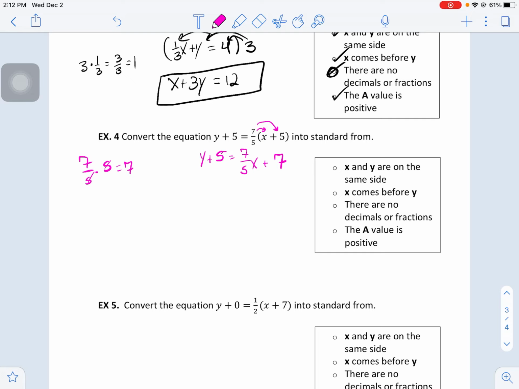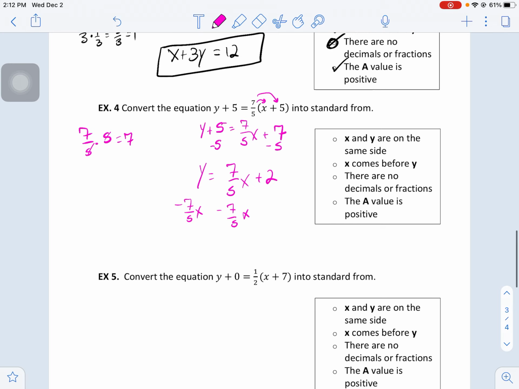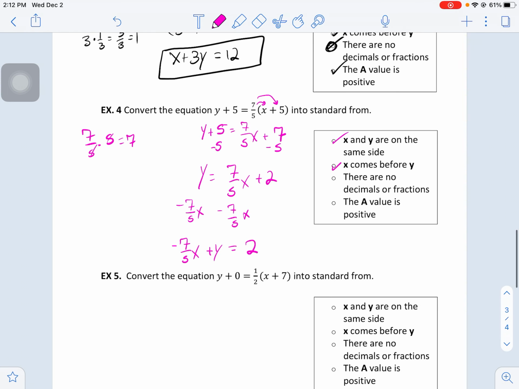And then from here, we need to get all of the numbers without variables to one side and all the numbers with variables to the other side. So I'm going to subtract 5 from both sides. That would give us y equals 7/5 x plus 2. And now I need to get the x to the other side, so I'm going to subtract 7/5 x from both sides. And now we have -7/5 x plus y, because this is positive y, it's plus, is equal to positive 2. So now we have x and y on the same side. We made sure our x comes before y.